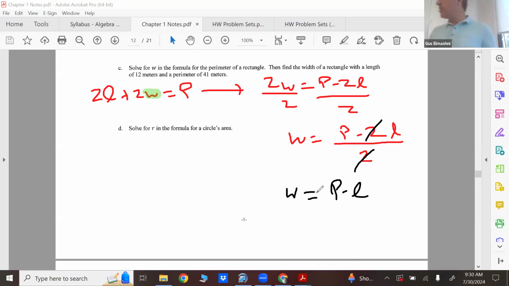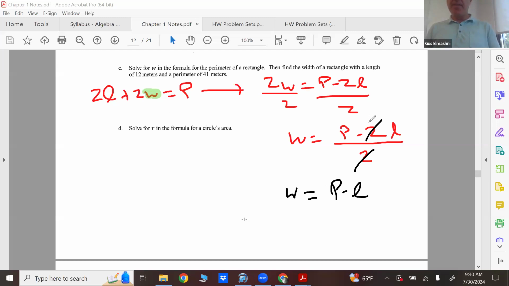Because if you were to plug in something for L, what would be the first thing you do? You multiply by the 2 there. Then you subtract P minus that. Then you divide afterwards. You're basically bypassing order of operations, because what you're saying then is that this minus doesn't matter. You're saying that minus doesn't matter.